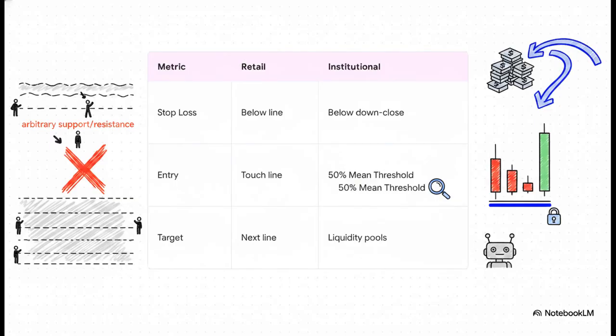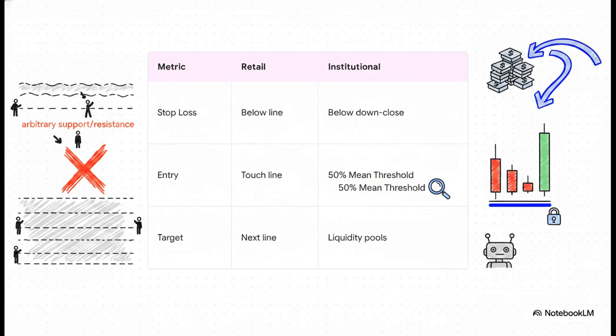Let's pull this all together by looking at risk management and comparing the two approaches side by side. While retail traders are out there placing stop losses below arbitrary support lines, an institutionally aligned trader places their stop loss just below the consecutive down-close candles. Because think about it, if price breaches that point, the institutional order block is logically invalidated anyway.